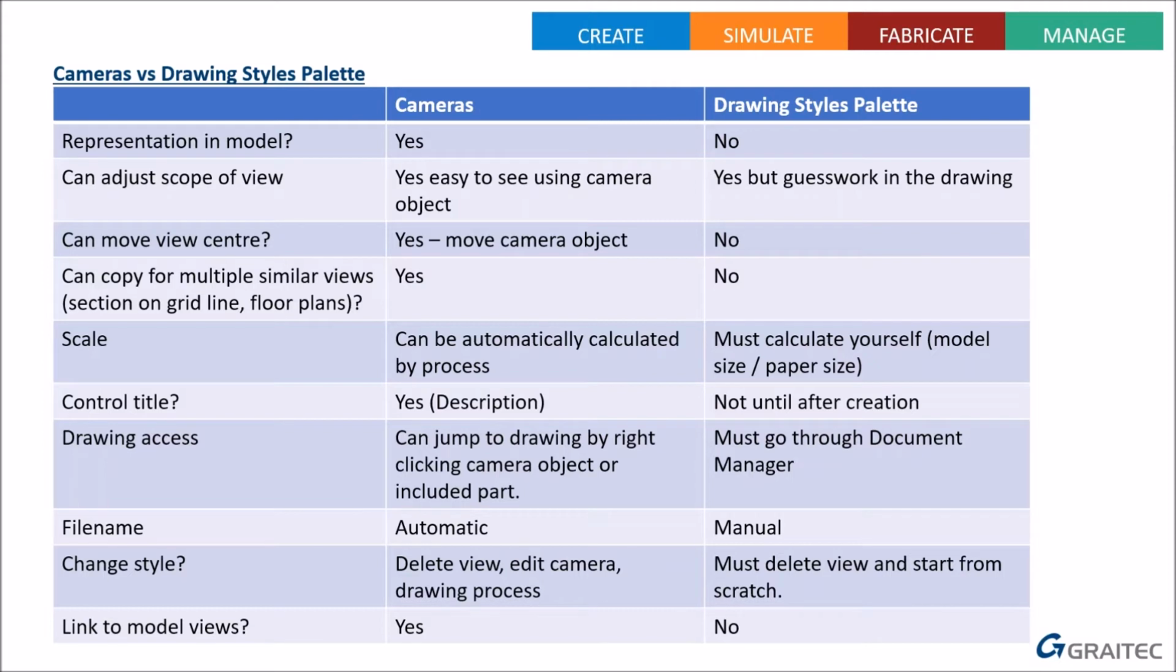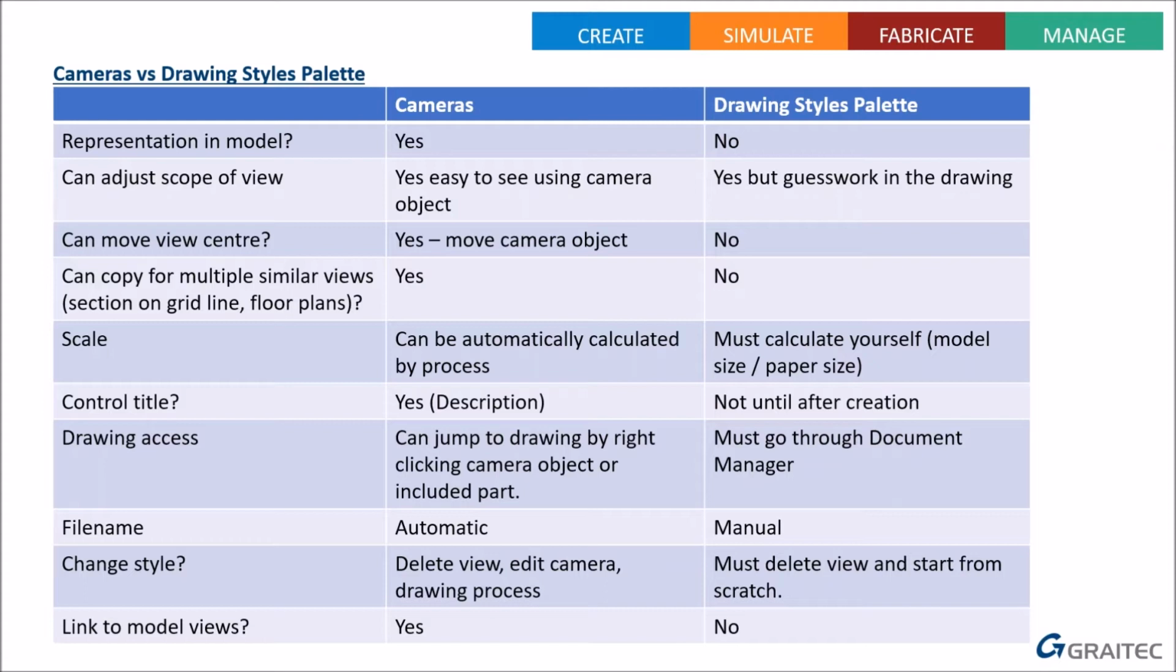Should you decide you don't like the style you used, if you did the drawing styles palette, there's nothing you can do about it. You just got to delete the view and start all over again from scratch. But if you use the camera, it is possible to change the style selected inside the camera. You still have to delete the view, but all you have to do is regenerate it. You don't have to set all the other properties again. The view limits, the scales, the descriptions and so on are all still remembered. And all you have to do is change one property and hit regenerate.